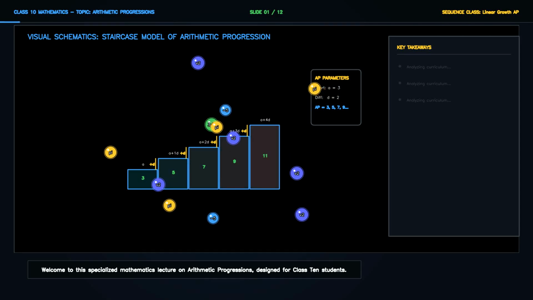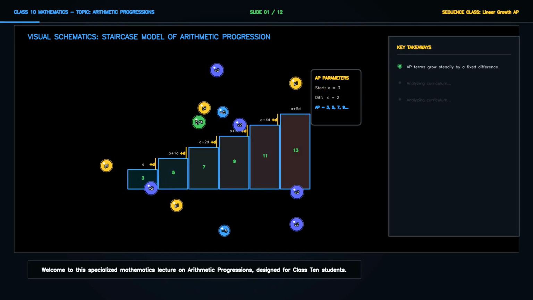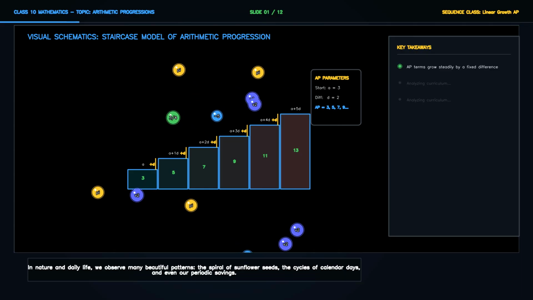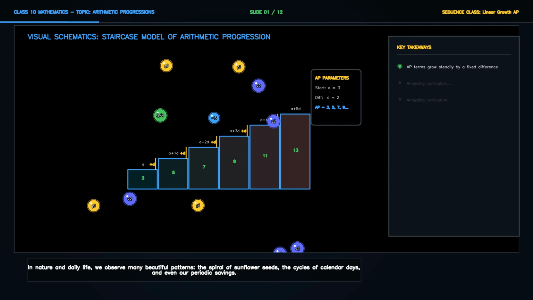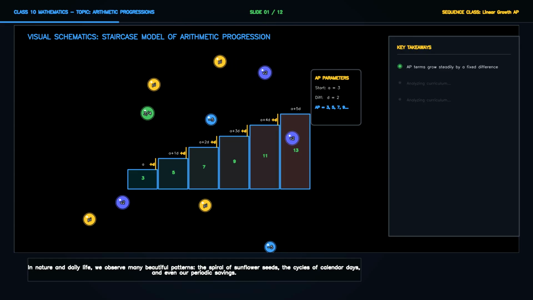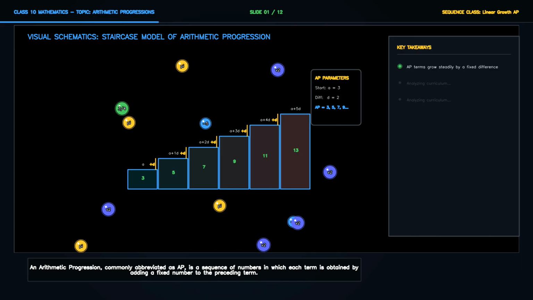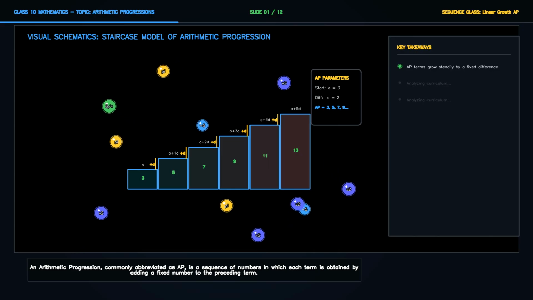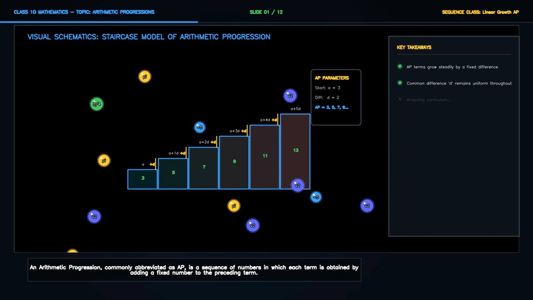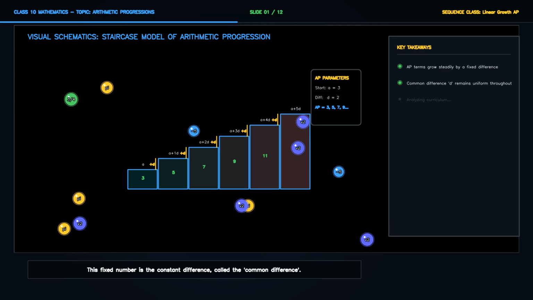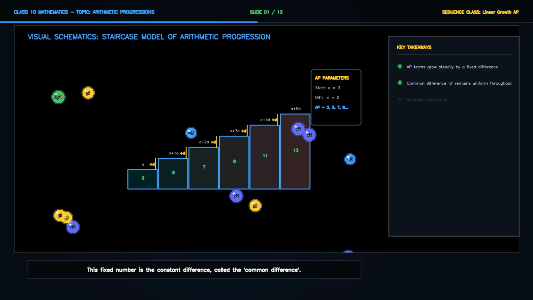Welcome to this specialized mathematics lecture on arithmetic progressions, designed for Class 10 students. In nature and daily life, we observe many beautiful patterns: the spiral of sunflower seeds, the cycles of calendar days, and even our periodic savings. An arithmetic progression, commonly abbreviated as AP, is a sequence of numbers in which each term is obtained by adding a fixed number to the preceding term.